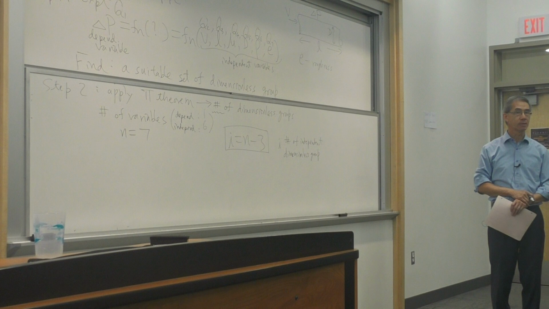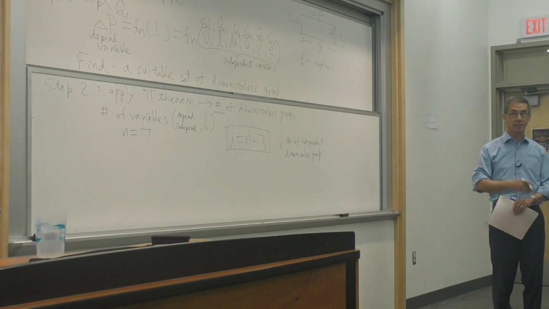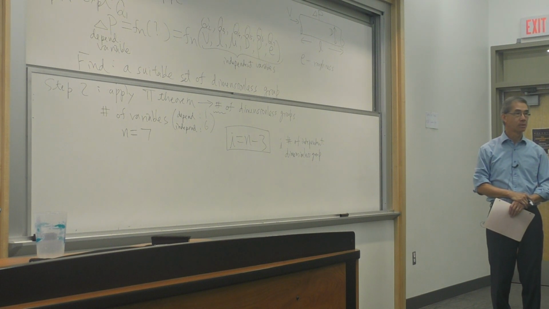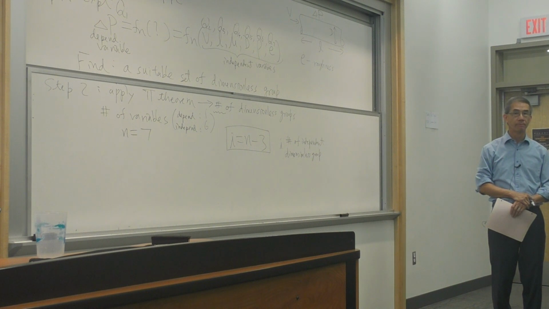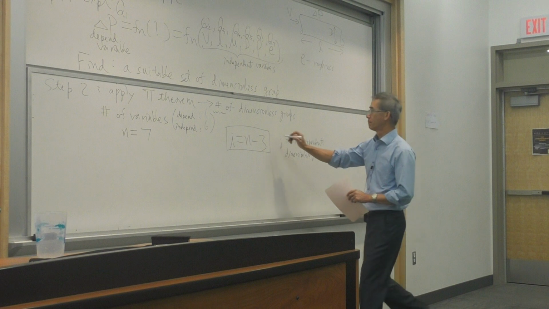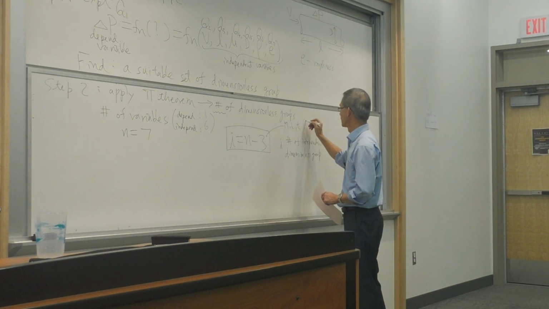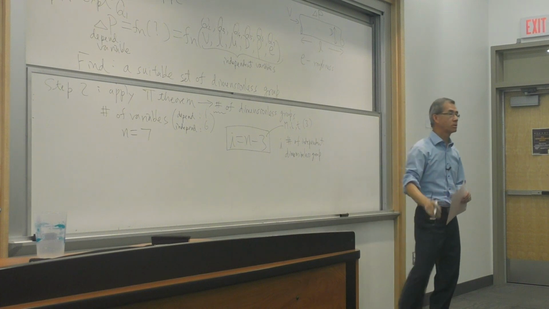Anyone want to make a guess as to that? Where did 3 come from? I started the lecture with unit quantity, primary quantities. Yes? Number of base units, which are mass, length, and time. 3. And that's what we're doing in dimensional analysis.